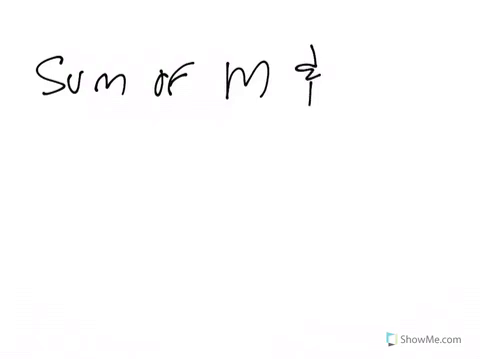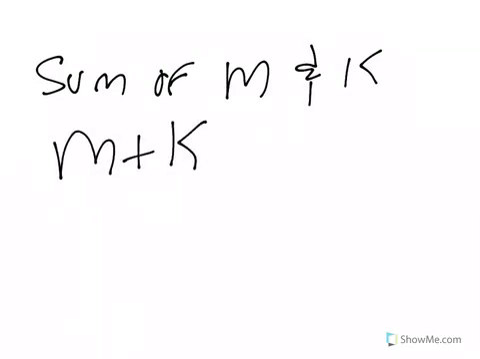What if we said, write an expression to show the sum of M and K? Well, an expression, again, doesn't have an answer. It's just a problem, right? So we could say M plus K, or because of the commutative property of addition, we could say K plus M. Those are the same thing, right?